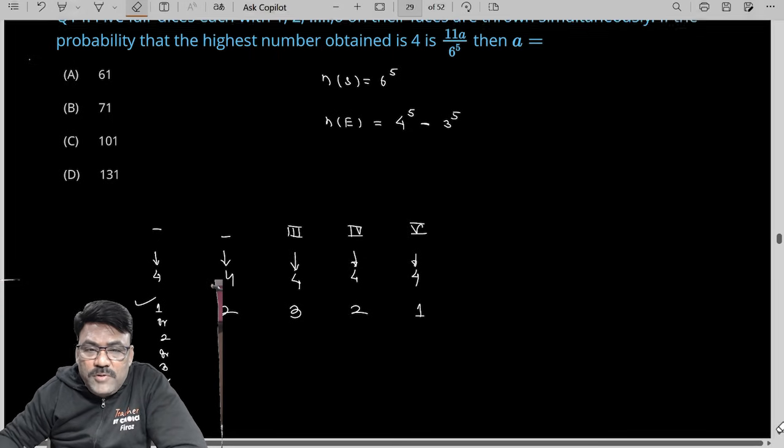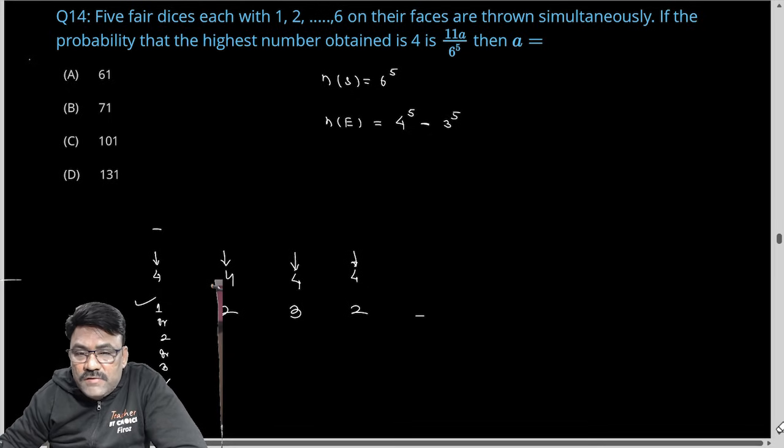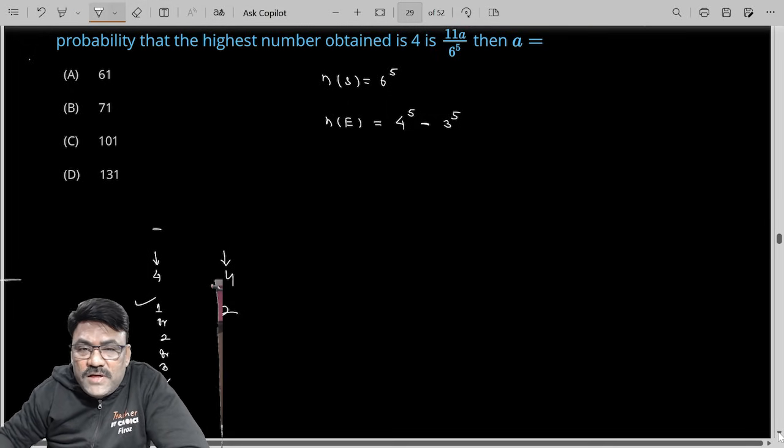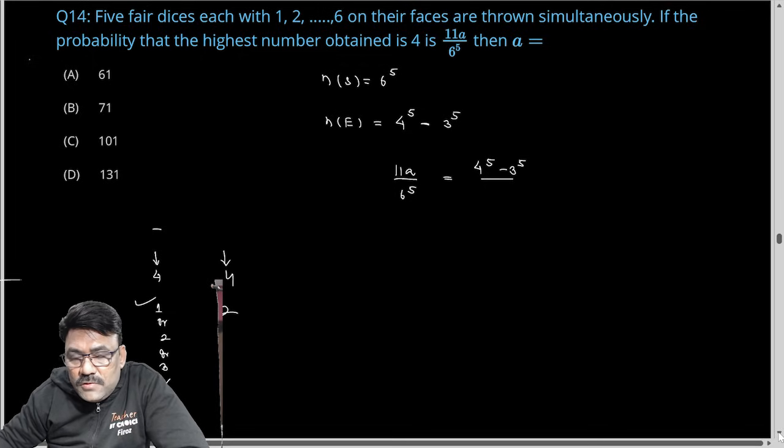Favorable number of cases will be what? 4 raised to 5 minus 3 raised to 5. These are the favorable number of cases. So what will be the probability? This probability is given as 11a over 6 raised to 5. So probability 11a over 6 raised to 5 is actually 4 raised to 5 minus 3 raised to 5 over 6 raised to 5. So this 6 raised to 5 is cancelled.